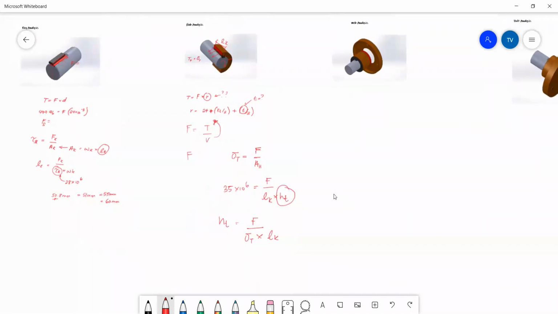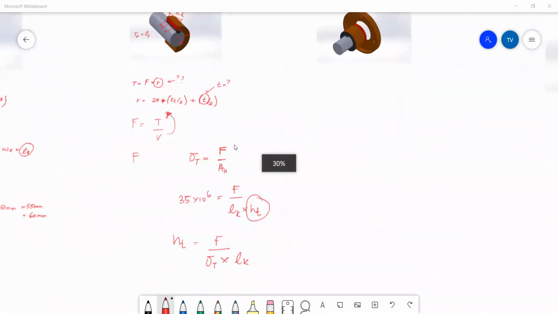Any questions up to this point? Any questions? No. Okay, great. So moving on, we've covered 3 analysis types. We just have the flange or the web and the bolt analysis to go. So now we come to flange analysis or the web analysis.